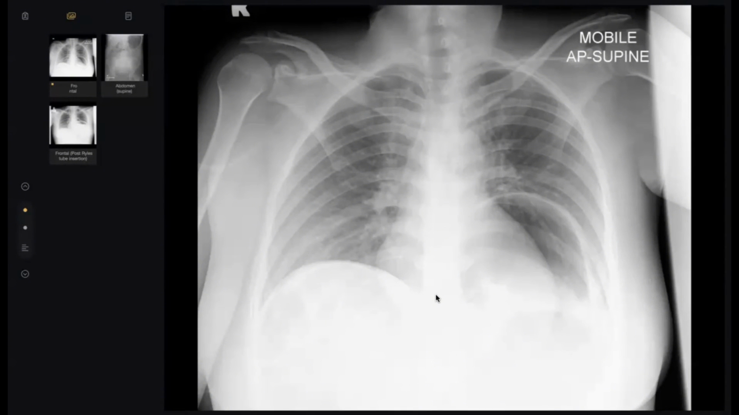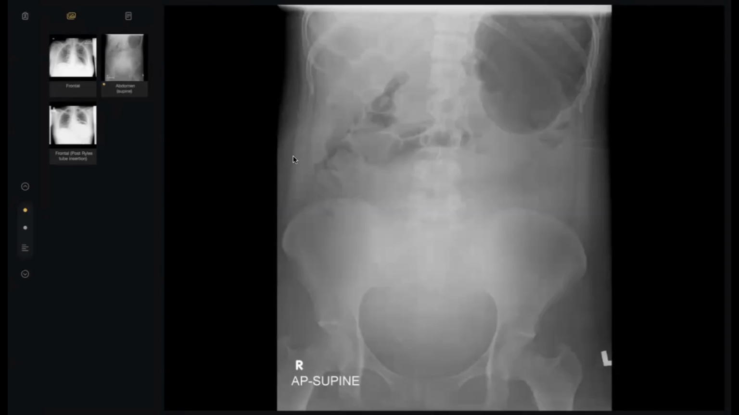The striking abnormality is an elevated left diaphragm, or a curvilinear structure projected over the left lower chest with a fluid level. It is lucent, however, I can see the lung markings going through. No free air under the right hemidiaphragm, no pneumothorax.